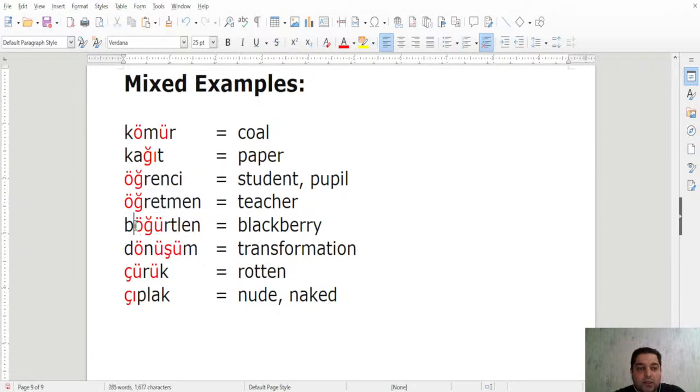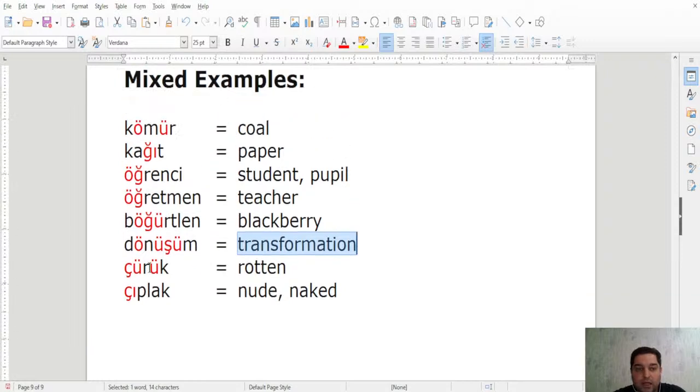Then we have three letters here side by side: Ö, yumuşak G, soft G, and Ü, which is pronounced as böğürtlen. Böğürtlen. And it's again silent. There is no prolongation here. It's just silent. Then we have dönüşüm. We have Ö here, we have Ü, Ş, and Ü again, right? Dönüşüm. Transformation.